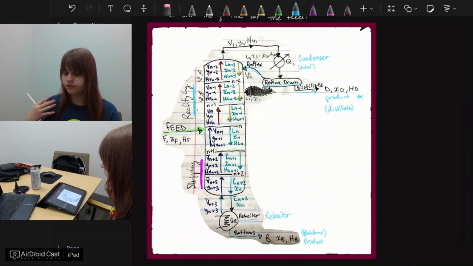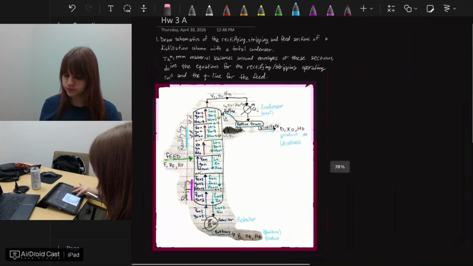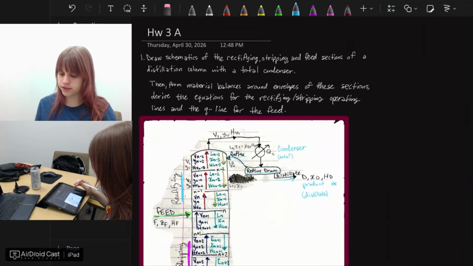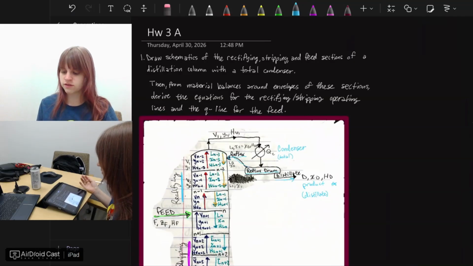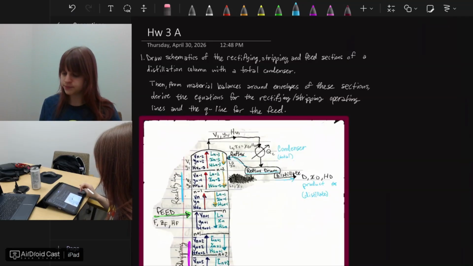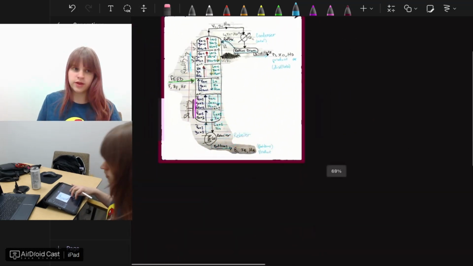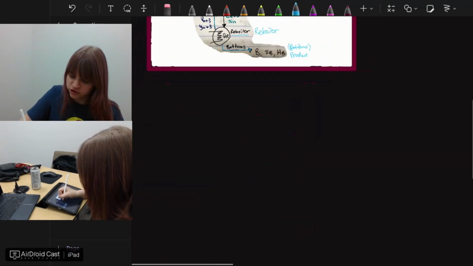However, if you have a multi-component system with more than 2 components, then things are going to look a little bit different. But for now, we are looking at a 2-component system, which simplifies a lot. What we want to do is divide this up into 3 sections: the rectifying section, the stripping section, and the feed section. Then we will derive those equations that I was talking about. First I'm going to start with the rectifying section, that top section.